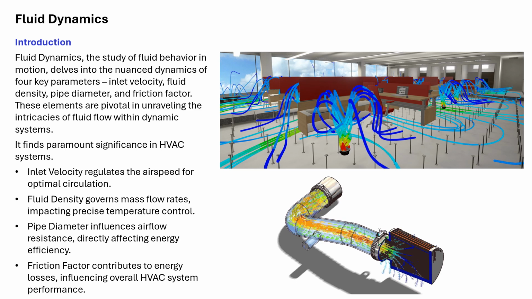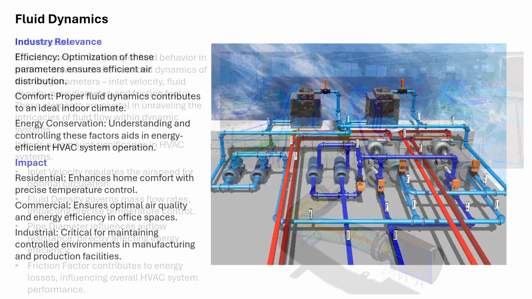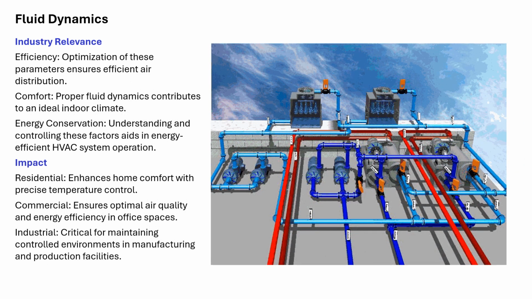Inlet velocity regulates the airspeed for optimal circulation. Fluid density governs mass flow rates, impacting precise temperature control. Pipe diameter influences airflow resistance, directly affecting energy efficiency. Friction factor contributes to energy losses, influencing overall HVAC system performance. So what is industry relevance?